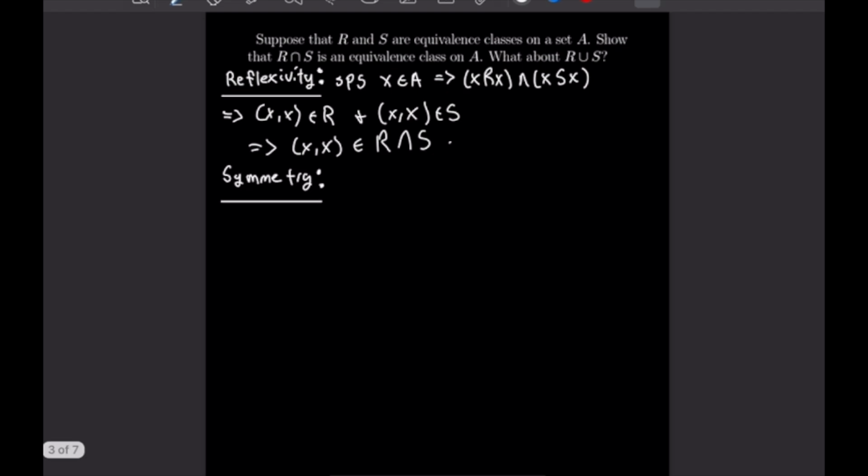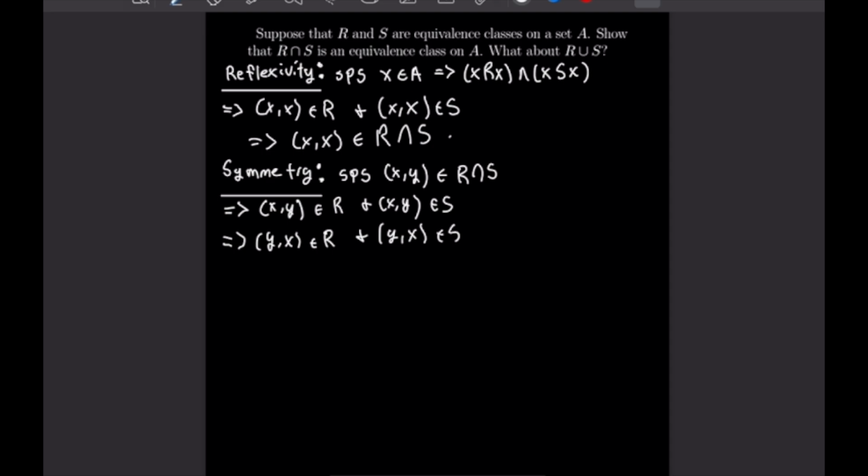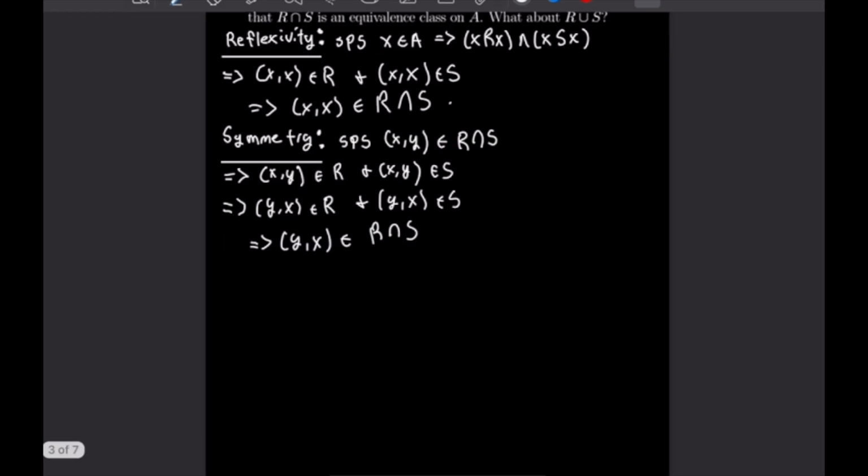So let's do symmetry. So for symmetry, we are going to suppose that (x, y) is in R intersect S. But by definition of intersection, that means (x, y) is in R and (x, y) is in S. But because R and S are both equivalence classes on A, that means we can use their own symmetry property, which means that (y, x) will be in R and (y, x) will be also in S. But since it's in R and S, that means we must have (y, x) is in R intersect S, which completes our symmetry proof. So let's go ahead and get into transitivity.